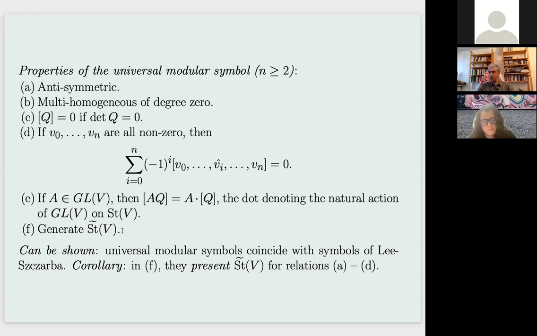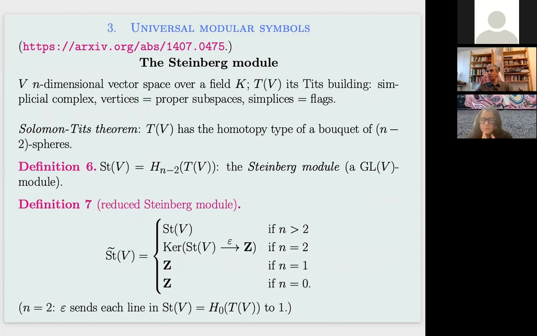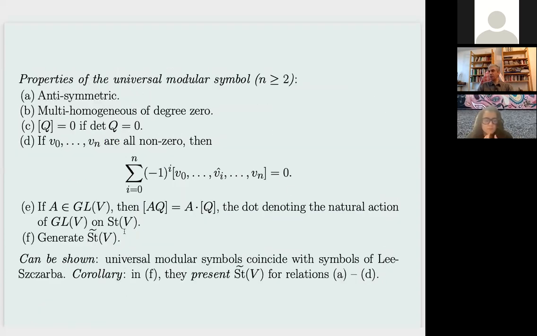There's another kind of generators of the Steinberg module, which were defined by Lee and Szczarba. I'm not sure I pronounced Szczarba correctly. But it can be shown, and this is shown in this paper, that the symbols of Lee-Szczarba coincide with these universal modular symbols. And as a corollary, the universal modular symbols actually present the reduced Steinberg module, with the relations from A to D.